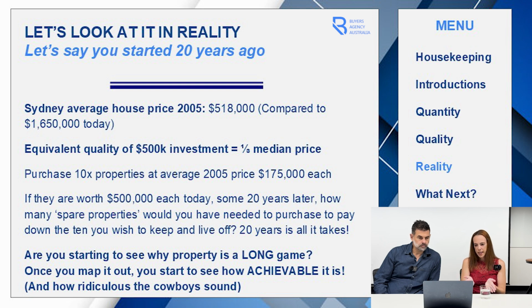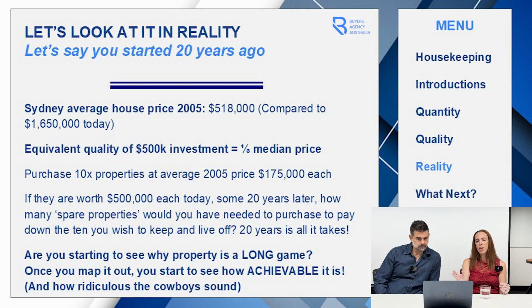But for the sake of the maths, we're looking at a third of the median price in Sydney for an investment property, because for investment properties we might start more entry level for affordability. You may build up, but for now we're looking at entry level. So back then in 2005, a third of the median price, you would have been paying about $175,000 each for your investment property. It sounds cheap as chips now. It's only 20 years ago, right?